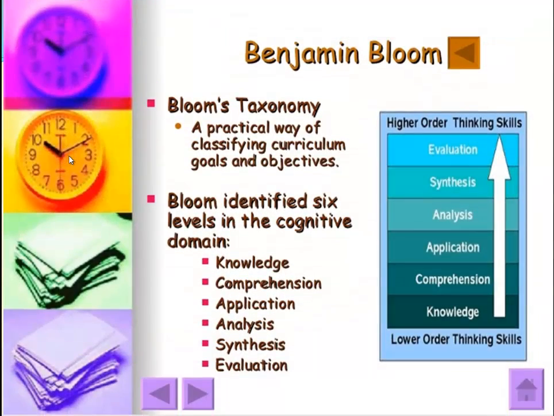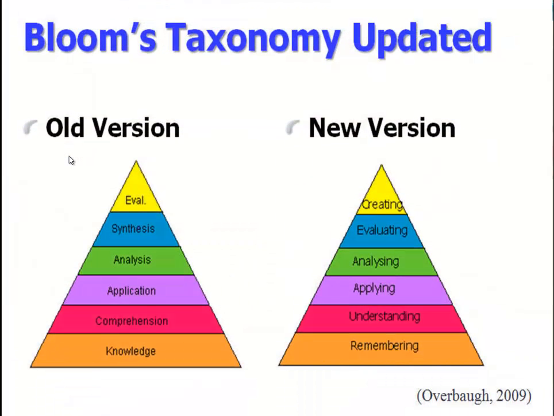Thanks to cognitivism, Benjamin Bloom introduced Bloom's taxonomy. It is a practical way of classifying curriculum goals and objectives. He identified 6 levels in the cognitive domain: knowledge, comprehension, application, analysis, synthesis, and evaluation.